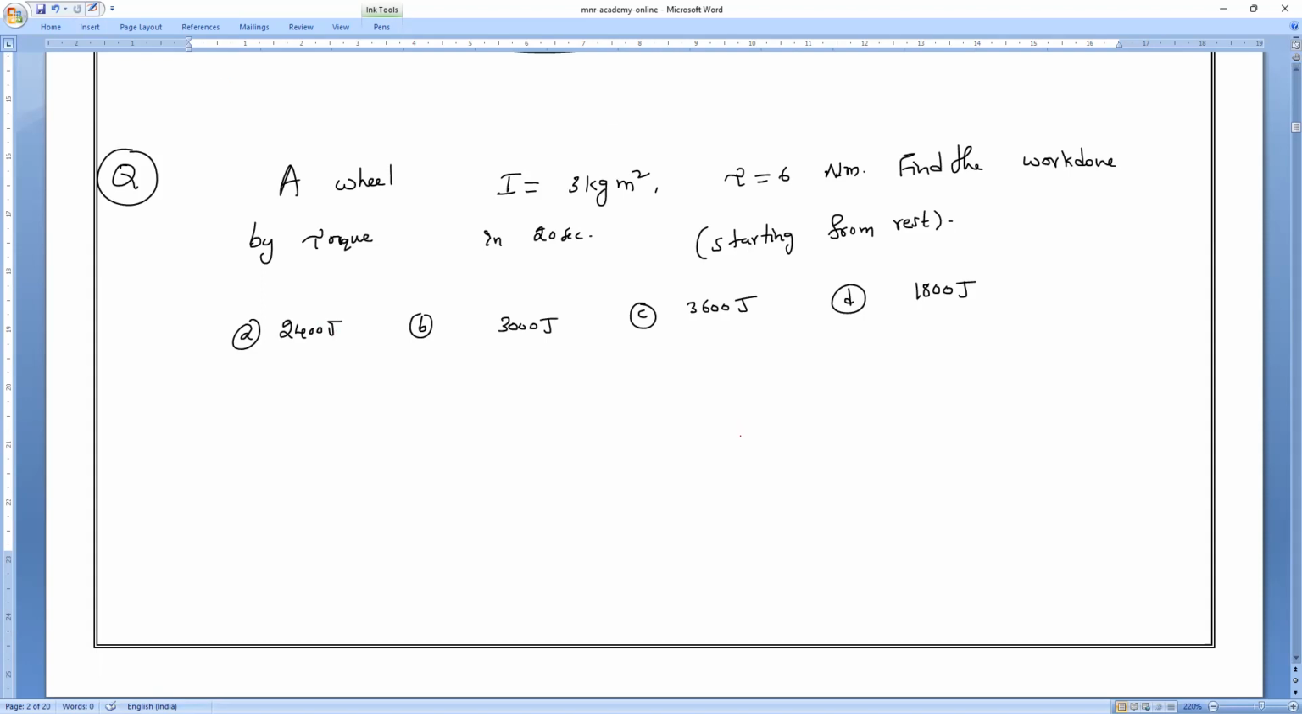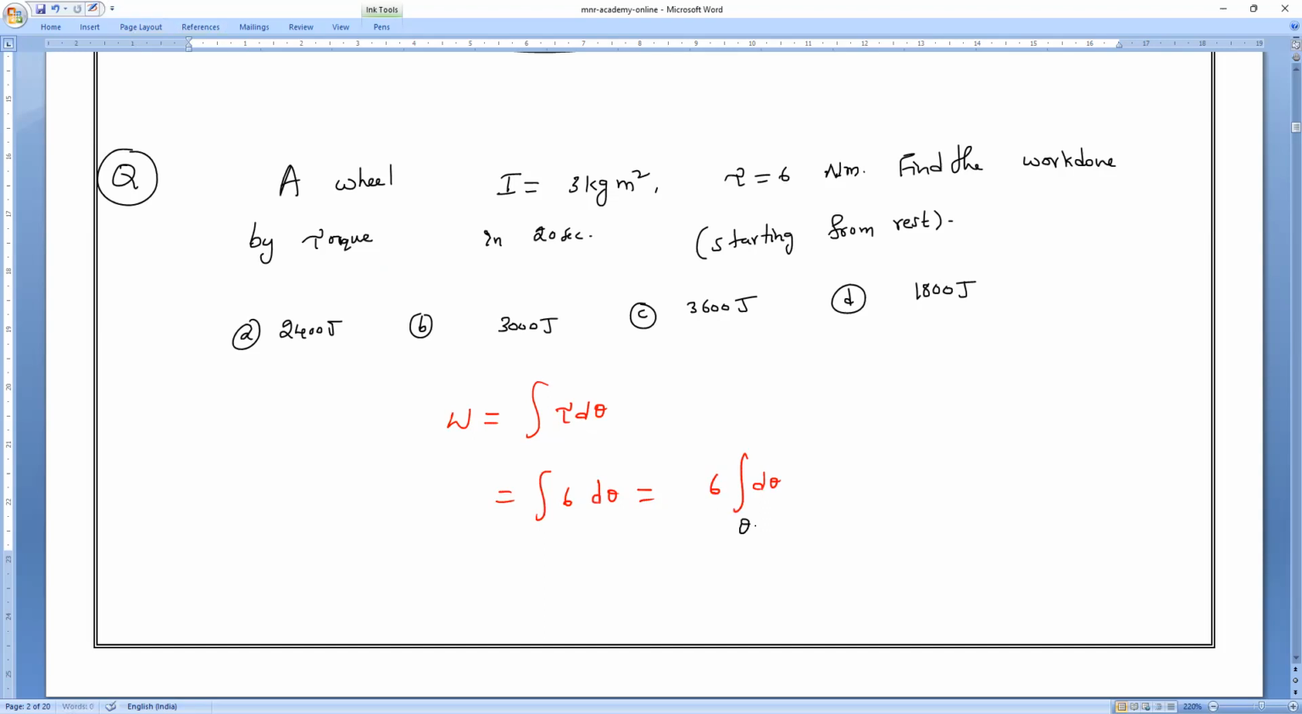They have given a wheel whose moment of inertia is 3 kg meter square and torque is 6 Newton meter. Find the work done by the torque in 20 seconds, where it is starting from rest. They are asking for work done. So what is the work done formula? Work done is equal to integral of tau d theta. Am I right or wrong, everybody? Yes. The tau value is given, 6 d theta. As we all know, 6 is constant, so integral d theta. So theta varies from where to where?